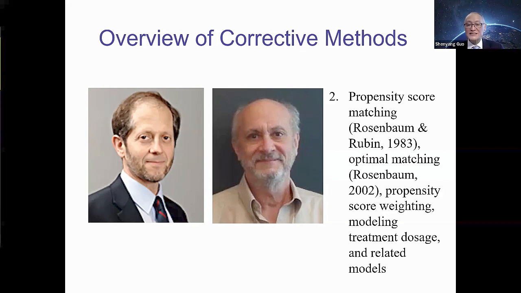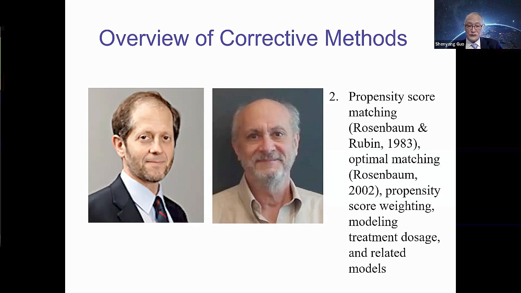Exact matching suffers from the problem of dimensionality. When the number of covariates increases, we would have many possible combinations of those variables, and exact matching quickly fails.